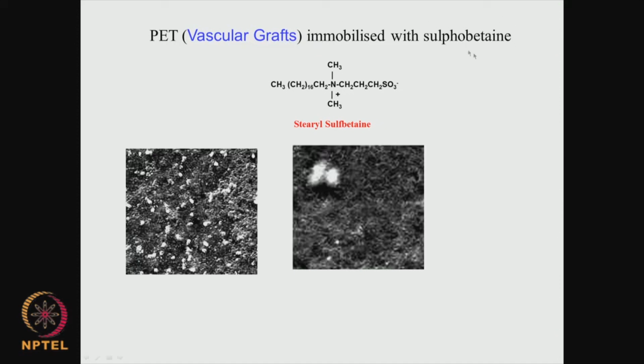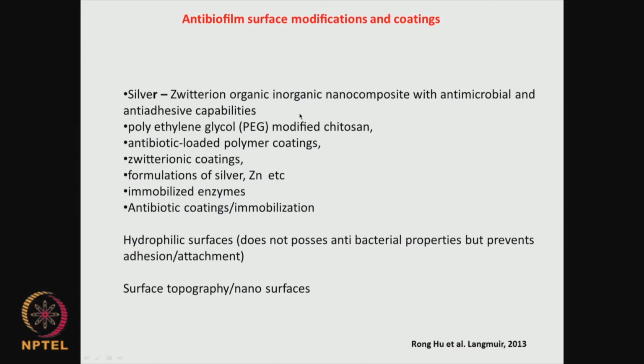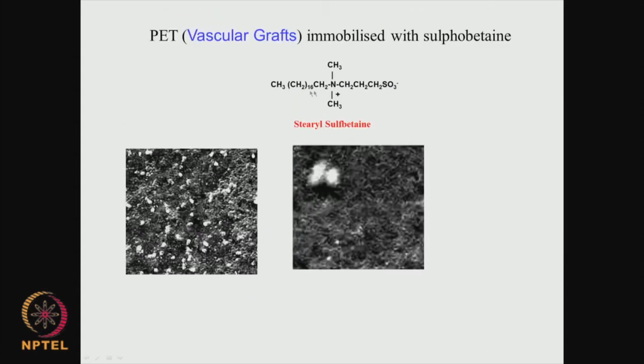Suppose I immobilized sulfobutane. Sulfobutane has an N plus charge, exactly a zwitterionic type of charge. So, we tested this, modifying these polyesters using this type of zwitterionic material. This picture shows the attachment of bacteria on pure polyesters. This is after modification. We can see there is a lot of prevention in the bacterial attachment. So, this could be one technique for reducing the attachment of bacteria.